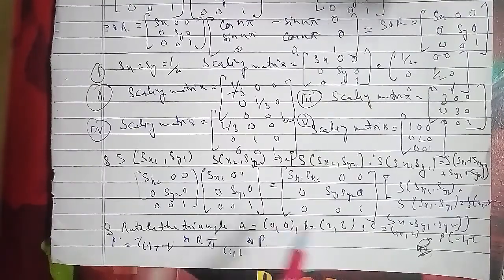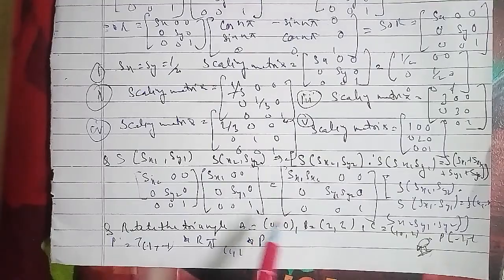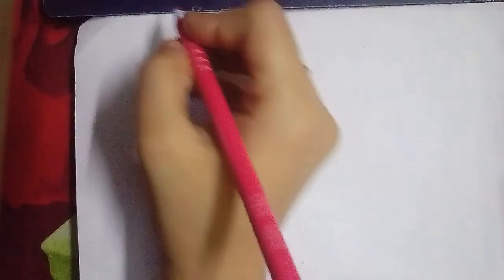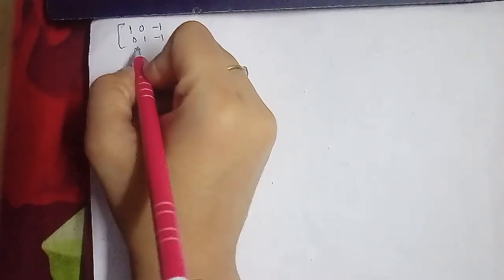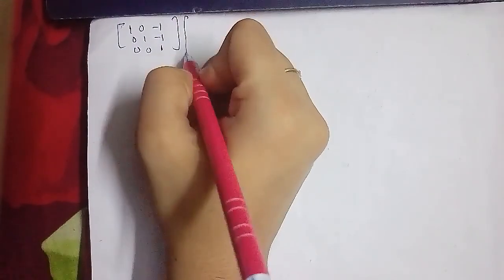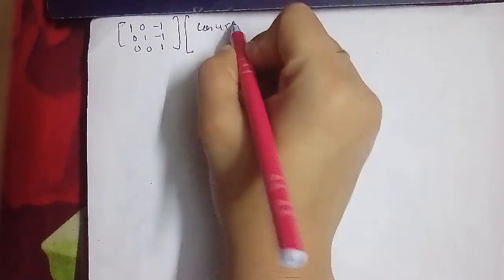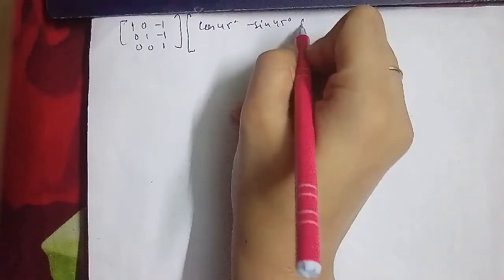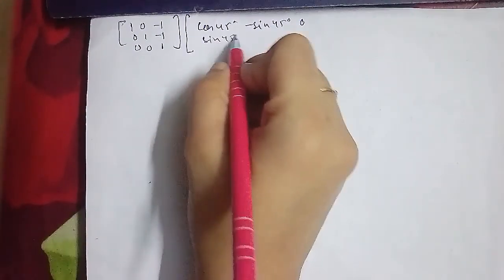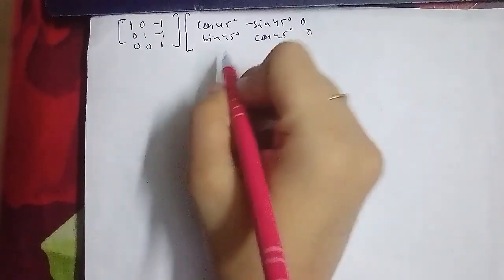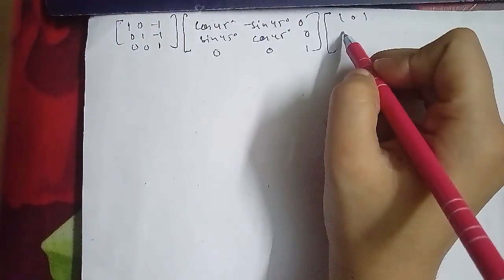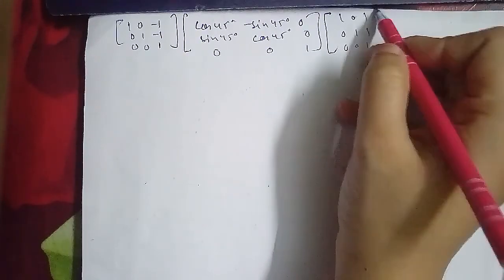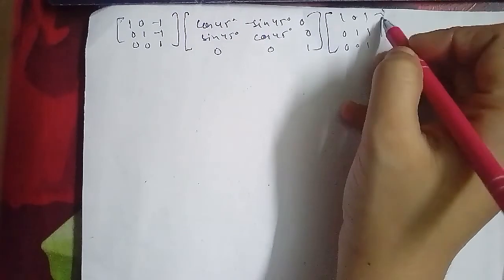So we will have a matrix here: 1 0 minus 1, 0 1 minus 1, 0 0 1, multiplied by cos 45 degree, minus sine 45 degree, 0, sine 45 degree, cos 45 degree, 0, 0 0 1. That is also multiplied by 1 0 1, 0 1 1 and 0 0 1. In the same case, the other matrix we have is 0 2 10, 0 2 2, and 1 1 1.